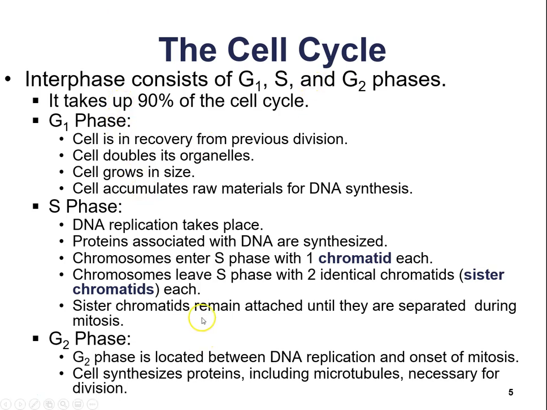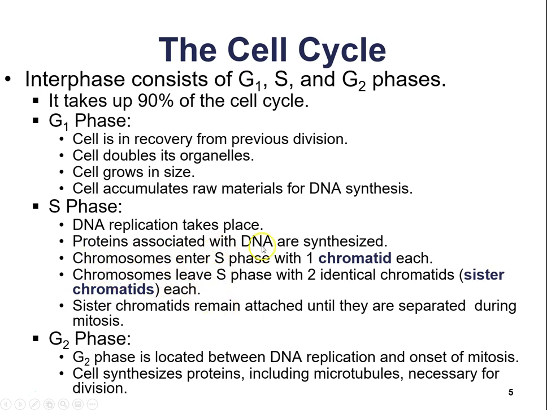What's happening in each one of these phases? So in G1, it says the cell's recovering from the previous division. It's going to double its organelles. It's going to grow in size. It will start getting ready for DNA synthesis because in S phase, DNA replication or DNA synthesis will occur, meaning the cell is going to replicate its DNA. It says proteins associated with DNA are synthesized. It talks a little bit about the form of the chromosomes, right?